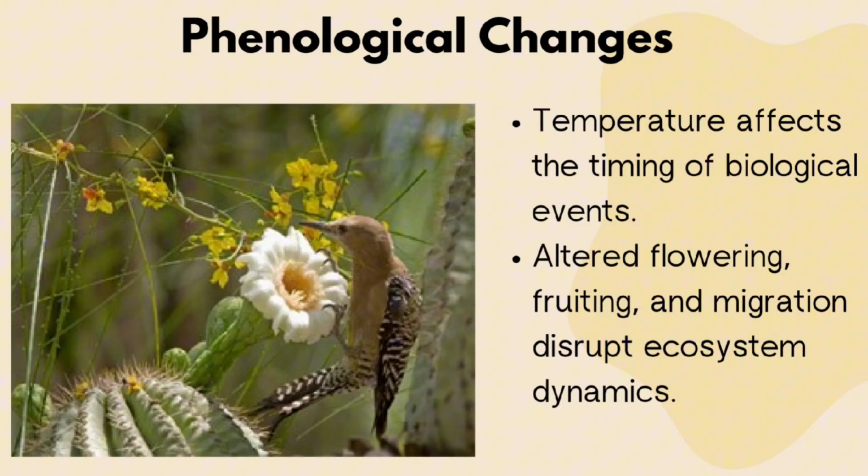Phenological changes. Temperature influences the timing of crucial biological events such as flowering, fruiting, migration, and hibernation. As temperature changes, these events may be advanced or delayed, disrupting the synchronization between species interactions. This can have cascading effects on the overall dynamics of ecosystems.